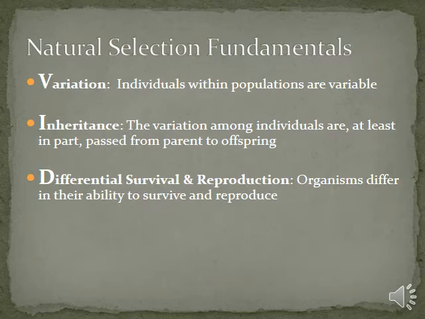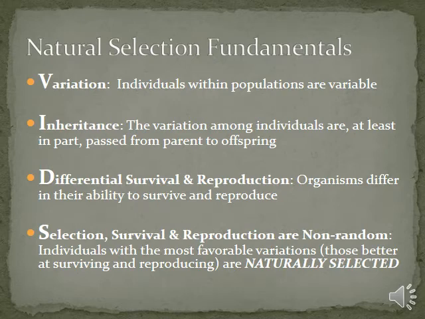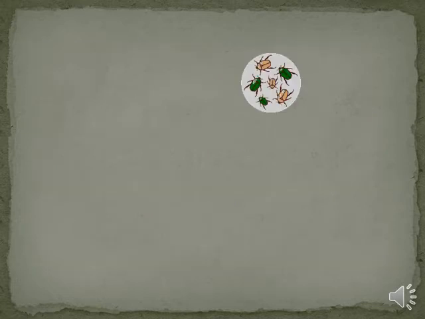So there's going to be variation in a population, there's going to be inheritance of that variation, then there's going to be differences in survival and reproduction in the population. And where we actually get the term natural selection is that this survival and reproduction is essentially non-random. What that refers to is that individuals with the most favorable variations or traits are better at surviving and reproducing and are thus naturally selected. This is really the fundamental of what Charles Darwin was talking about, but it's one of our four tenets of natural selection.